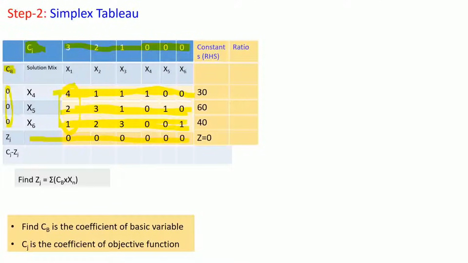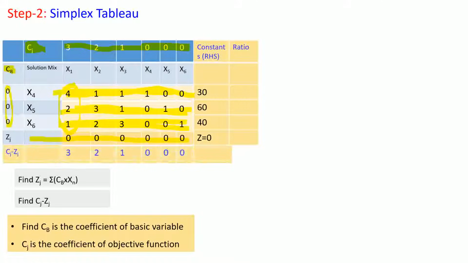And CJ minus ZJ, as you see, can be calculated like this. CJ is 3, minus 0 is 3, and 2 minus 0 is 2, 1 minus 0 is 1, 0 minus 0 is 0, 0 minus 0 is 0. So it looks like this: 3, 2, 1, 0, 0, 0.